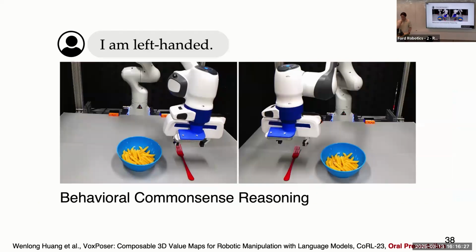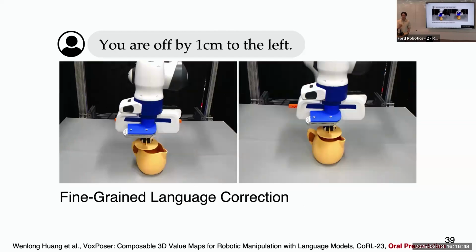And during the investigation, we also found some very interesting common-sense behavior-level reasoning. We can just give the robot some follow-up instructions. You tell the robot, I'm left-handed. The robot can generate additional code and generate these objective functions that allow the robot to move the fork from the right side to the left side. Or you can tell the robot you are off by 1 centimeter to the left. The robot knows to generate additional code to synthesize actions to move the leads 1 centimeter to the right in order to close.